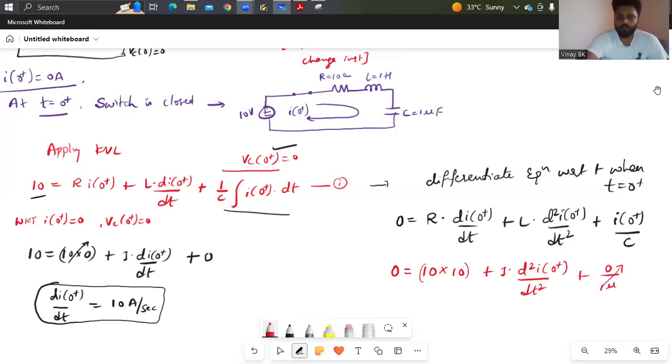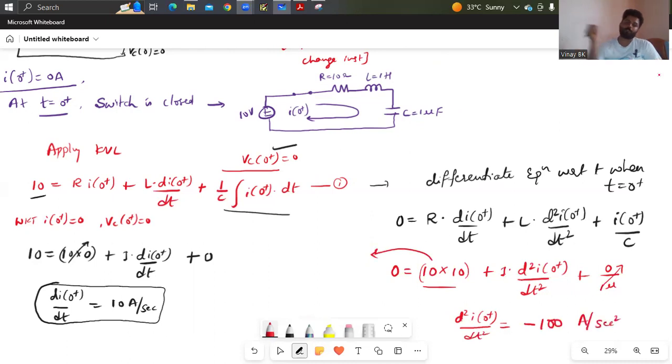So you can get the value of d square I of 0 plus divided by dt square equals, 10 into 10 is 100. You need to send this to the LHS, so it becomes minus 100 ampere per second square. This is the value, and it is very easy.